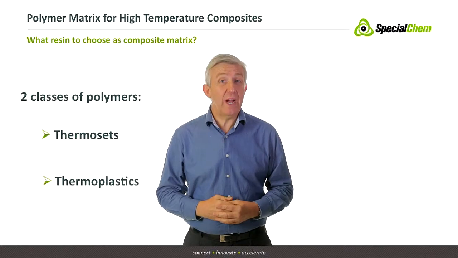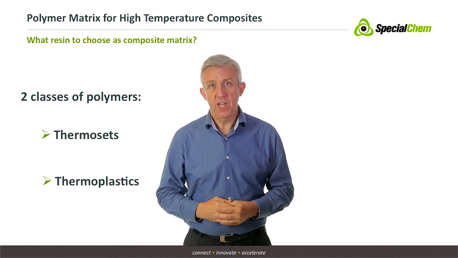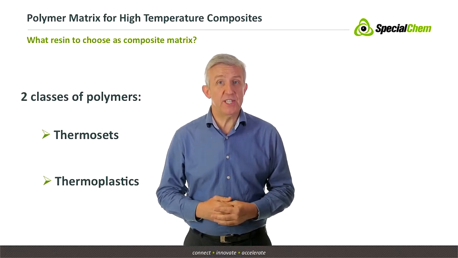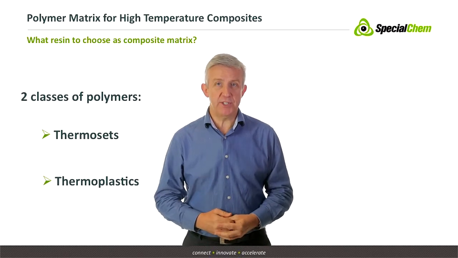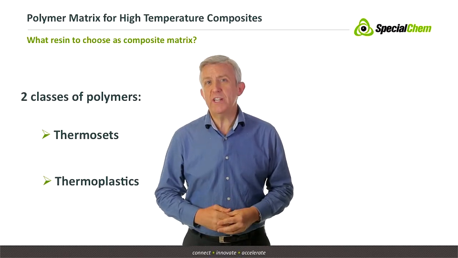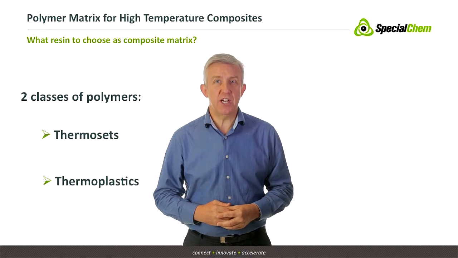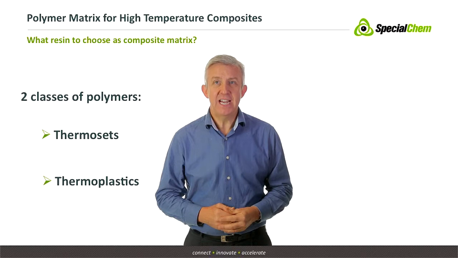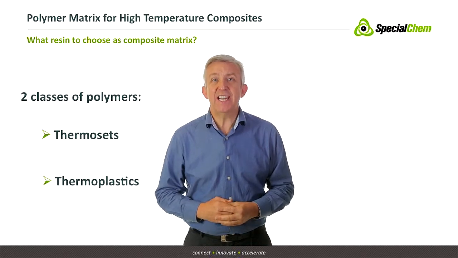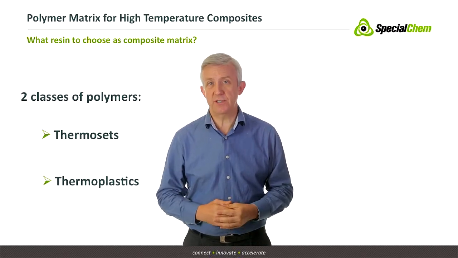Now let's look at the way to solve this problem. There are polymers other than epoxies that can be used as the matrix material in your high temperature composite. In general, we can break those polymers into two classes: thermosets and thermoplastics. Now let's take a closer look at each of those categories of materials.